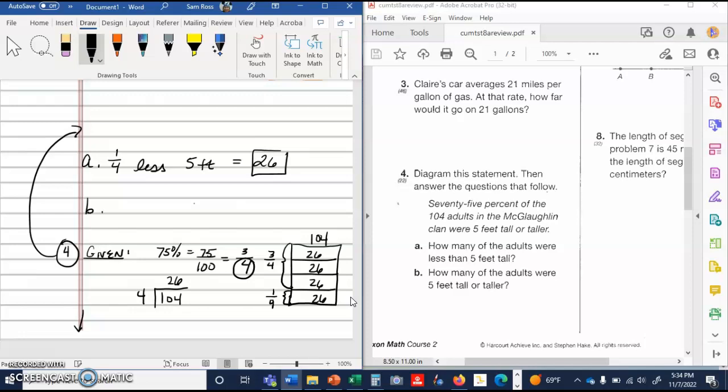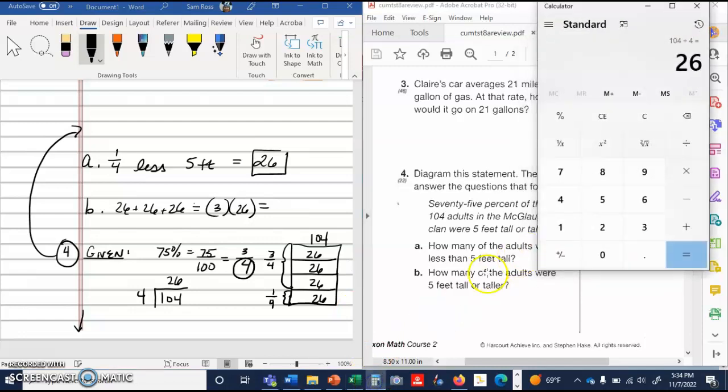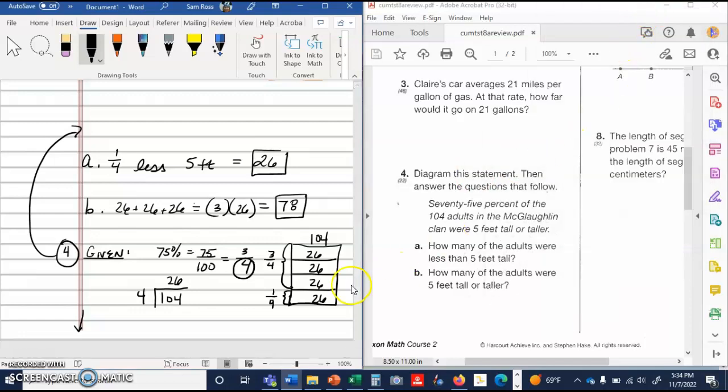Okay. And then B, how many were taller? 5 feet or taller. So that's here. I have either 26 plus 26 plus 26, which is 3 times 26, which is, let's use our calculator. 3 times 26 is 78. Okay. And that's how you do 4. Let me know if you have any questions on that one. I'm going to erase.